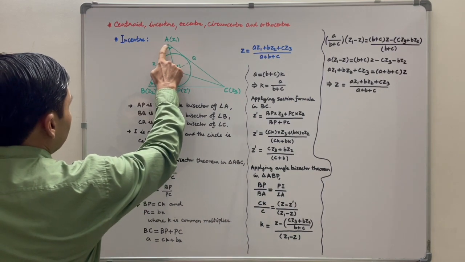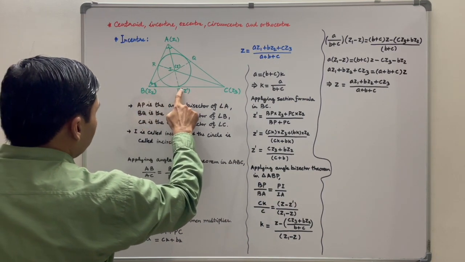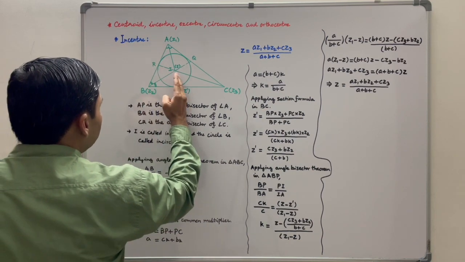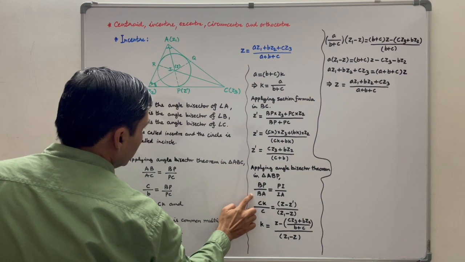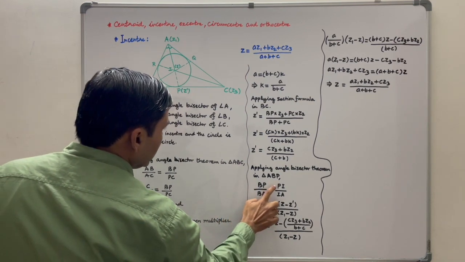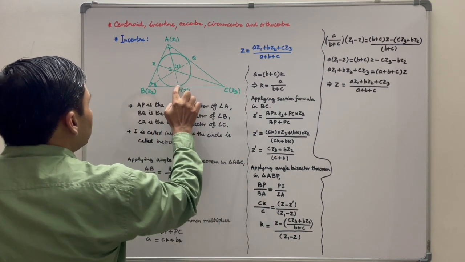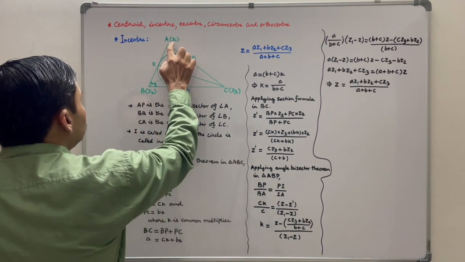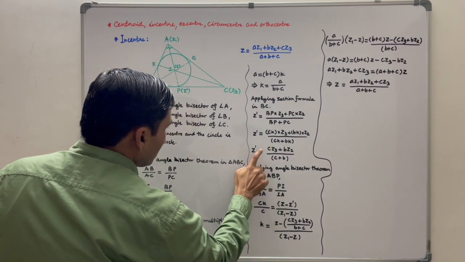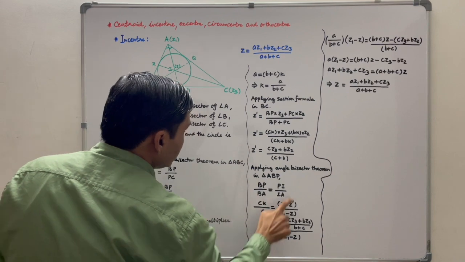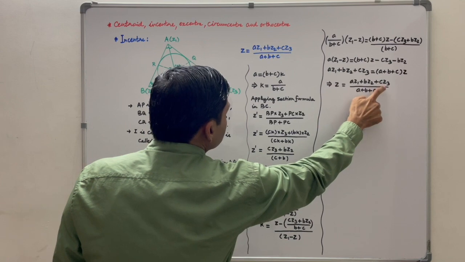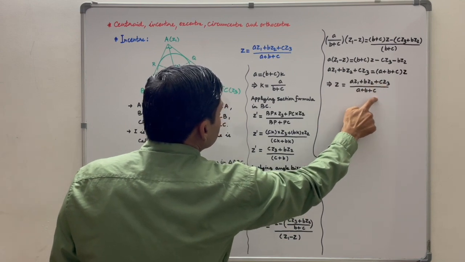Next, we will apply the angle bisector theorem in triangle ABP and say that BP upon BA is equal to PI upon IA. BP is equal to ck, BA is equal to c, PI is equal to z minus z dash, and IA is equal to z1 minus z. The value of z dash can be put from here. So after simplification, we get z is equal to (a z1 plus b z2 plus c z3) upon (a plus b plus c).